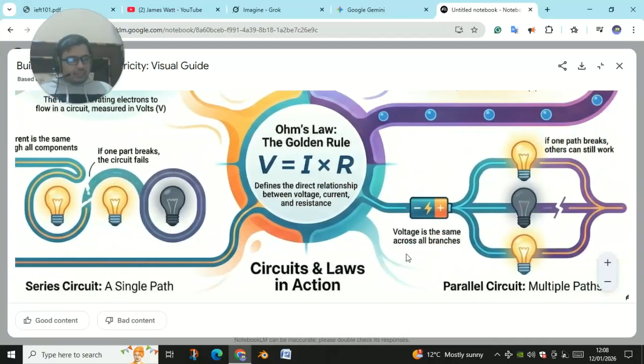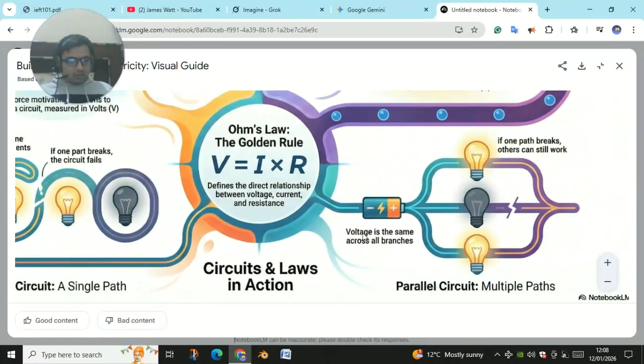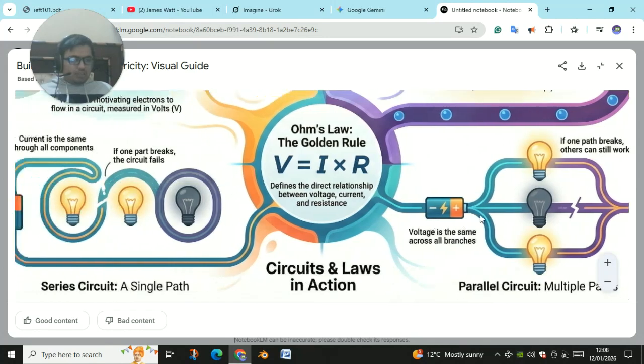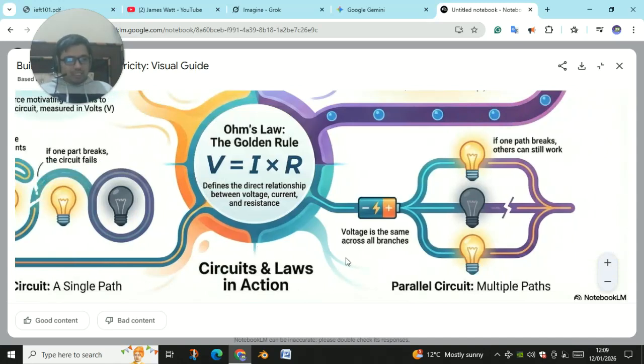Series circuit. There are two types of circuit: series circuit, a single path; parallel circuit, multiple paths. In a series circuit, current is the same through all components. If one part breaks, the circuit fails. In a parallel circuit, there are multiple paths, and voltage is the same across all branches. So if one path breaks, the others can still work.